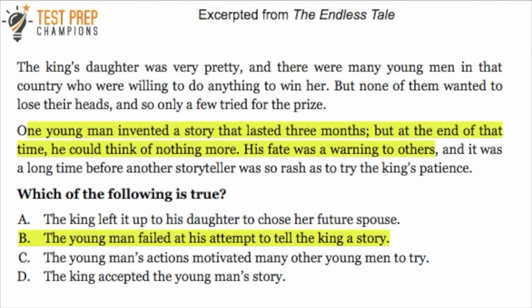So the correct answer here is B. The young man failed at his attempt to tell the king a story. It says, "One young man invented a story that lasted 3 months, but at the end of that time he could think of nothing more. His fate was a warning to others."